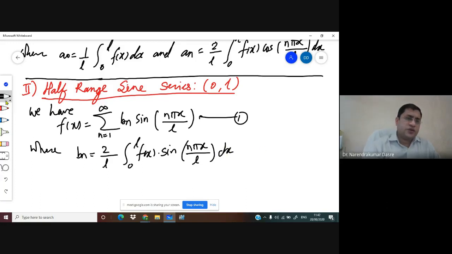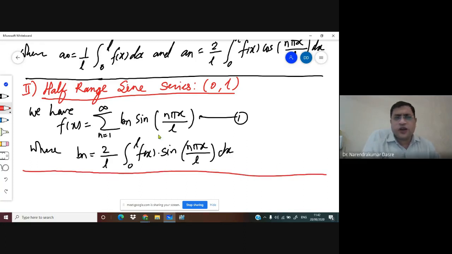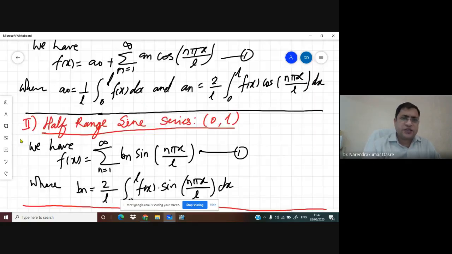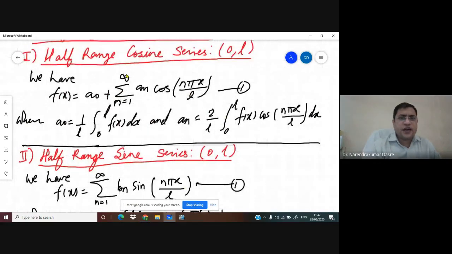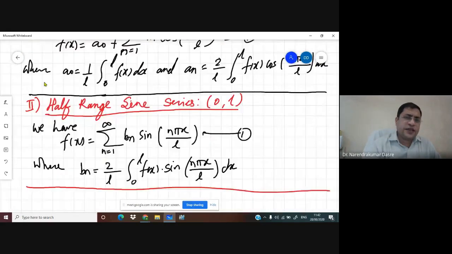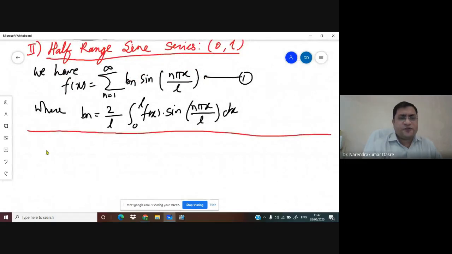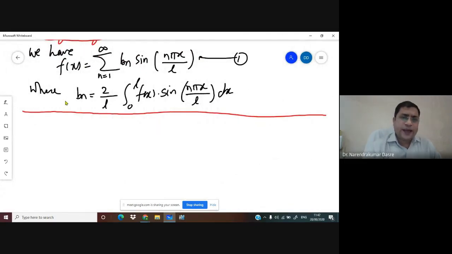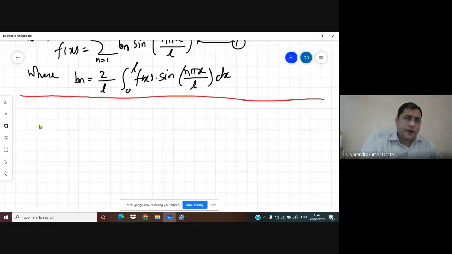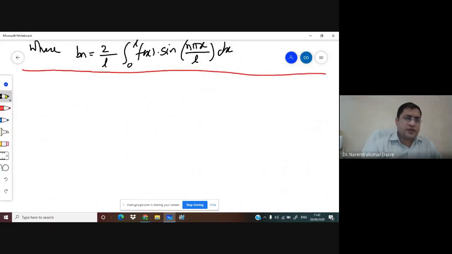So this is how we have the two formulas for the half range sine series and the half range cosine series. In the half range cosine series, we want only the cosine term. In the half range sine series, we want only the sine term. So here we are forced to find only either the sine or only the cosine series. Now let us see some examples based on this.